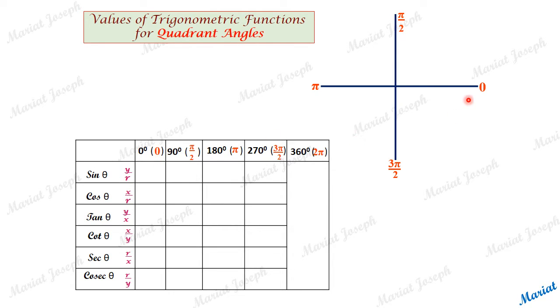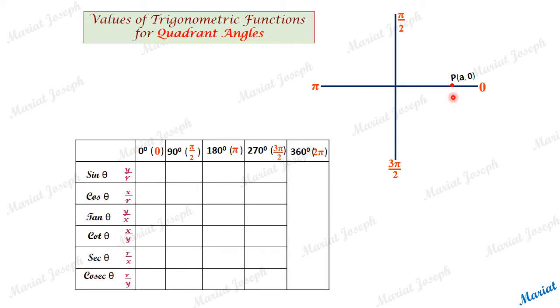So we need to take a point on the terminal side of 0 degree, 0 radian. For 0 radian, the initial ray is the positive direction of the x-axis and the terminal ray also is the same. It coincides. That is why there is no angle measure, 0 radian. So let us take a point on the terminal side. A point on the positive direction of the x-axis will look like (a, 0).